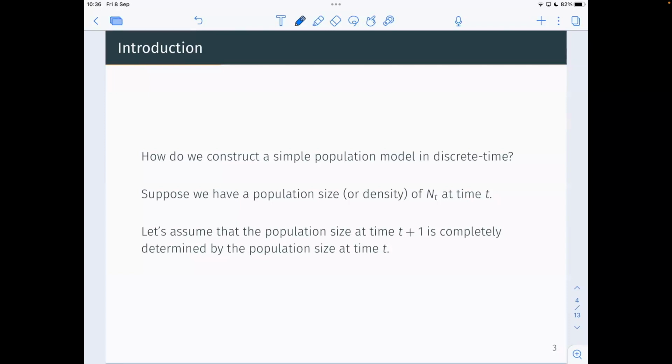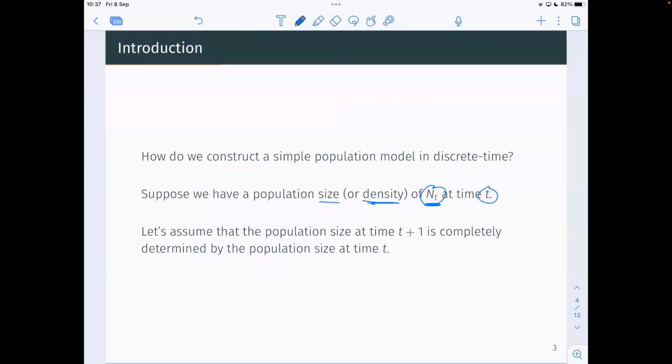But usually these values of n_t will be continuous. They can take any non-negative real value. They could be 0. So that's why we usually refer to them as a density. A population density is more correct, and you can think of that as the number of individuals per unit area or volume. But if it's easier, think of it as size. So we have our population size or density at time t as n sub t.